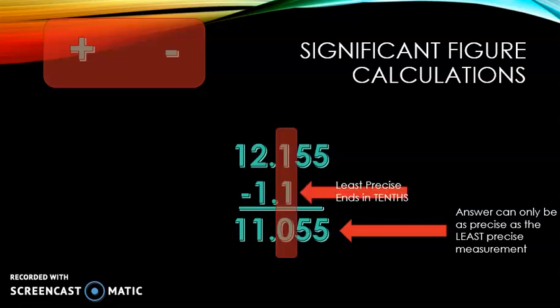So we're going to have to round our answer to that last common place. Since both numbers have the tenths in common, we can round our final answer to that place as well. So instead of saying that this measurement would be 11.055, we would in fact round it to 11.1. Here the addition and subtraction rule has told us what decimal place I can keep. In this case, we can only keep up to the least significant digit. Because 1.1 ended in the tenths, our answer has to end in the tenths.